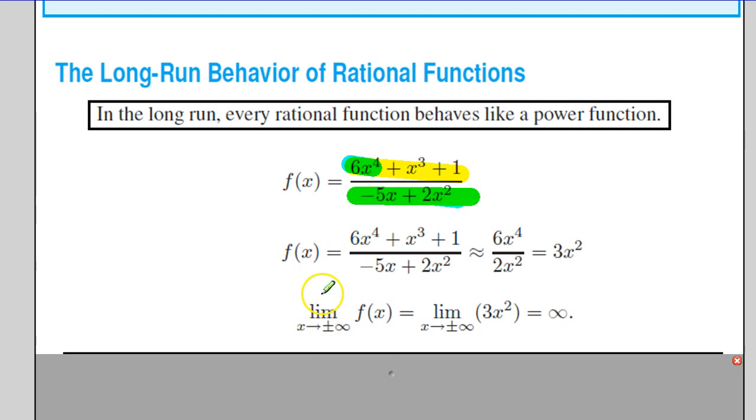The limit as x goes to positive or negative infinity of this f of x function is going to be the same as the limit as x goes to positive infinity of this 3x squared function. And we know that is positive infinity. Let's take a look at the graph.